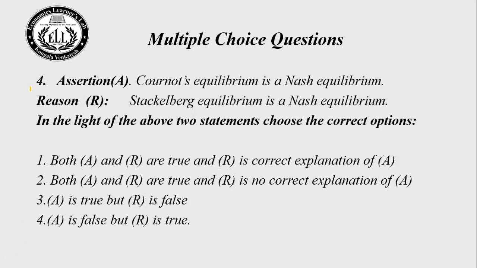Question number 4. Assertion A: Cournot's equilibrium is a Nash equilibrium. Reason R: Stackelberg equilibrium is a Nash equilibrium. Both statements are right, but the two statements have no logical relationship. These are just statements. So the right answer for this question is choice number 2. Both A and R are true and R is not the correct explanation of A.